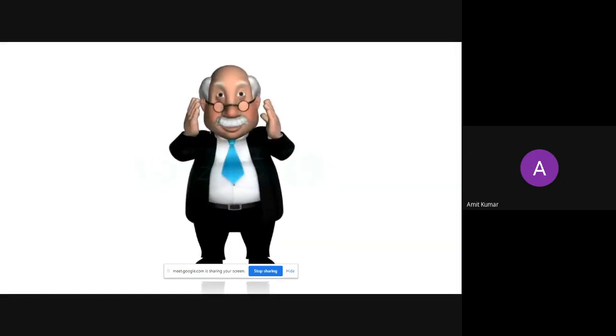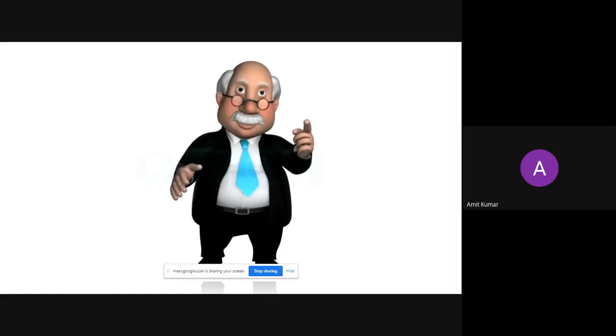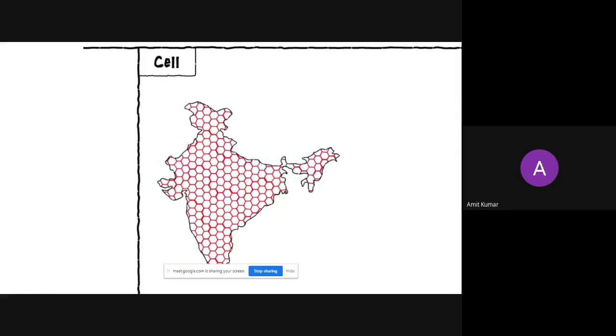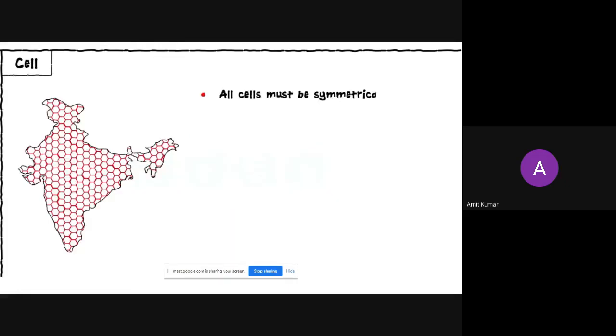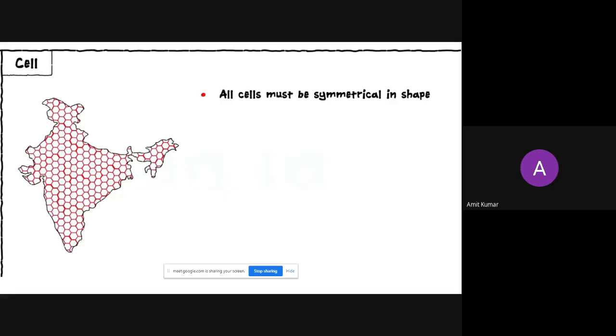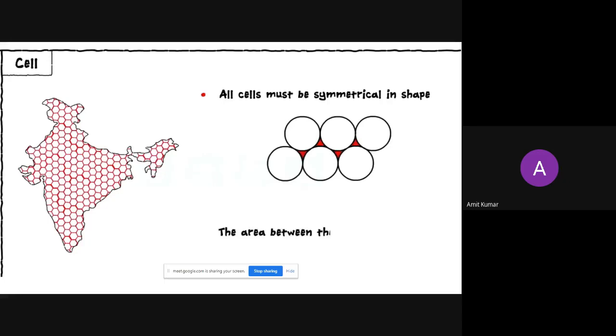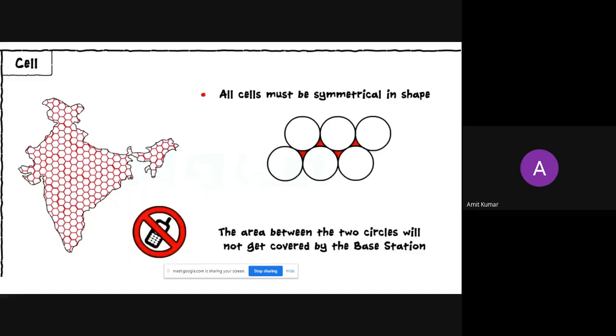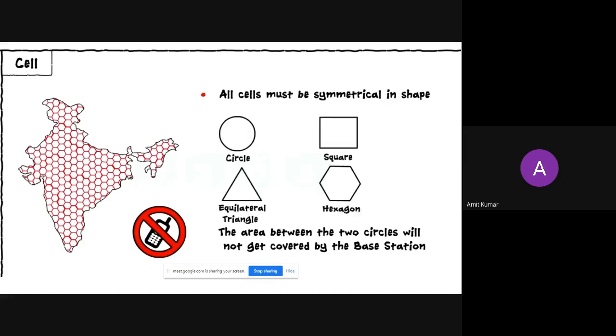Seriously, pay attention. This is important. As the city is geographically divided into small cells, it is mandatory that all cells must be symmetrical in shape. Based on this, we have four geometrical shapes such as circle, square, equilateral triangle, and hexagon. If we select the shape of a cell as a circle, then the area between the two circles will not get covered by the base station, and any attempt of communication from that area will fail. Thus, we eliminate the circular shape.